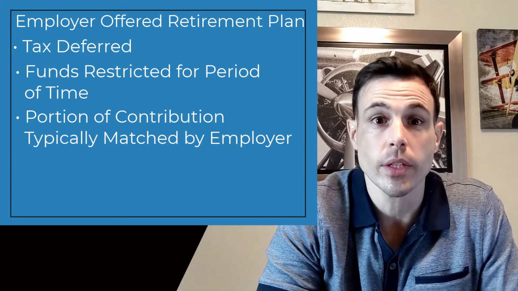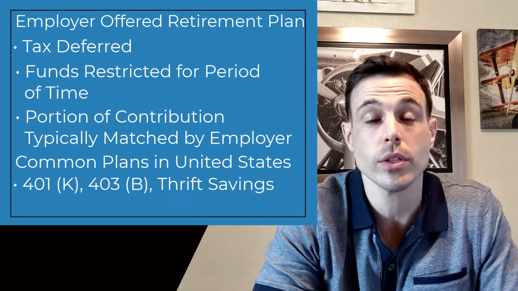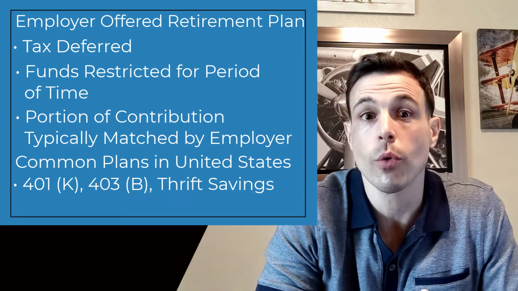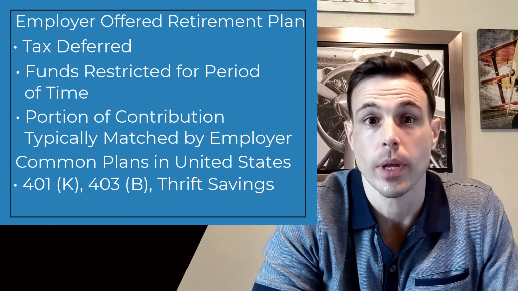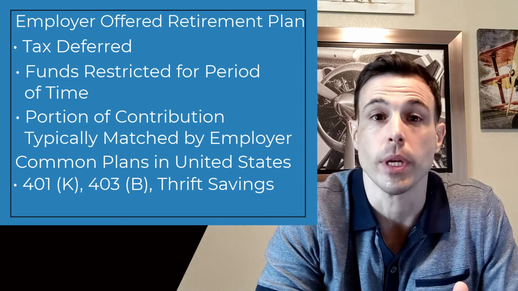Now, in the United States, some of the more common types of defined contribution plans, and you've probably heard of these, are the 401k, the 403b, and the thrift savings plan. Now, the plans themselves are actually very similar, with the main difference being the entity that offers them. So, for example, the 401k is offered to employees of for-profit companies, the 403b is offered to employees of nonprofits, and the thrift savings is offered to employees of the U.S. government.